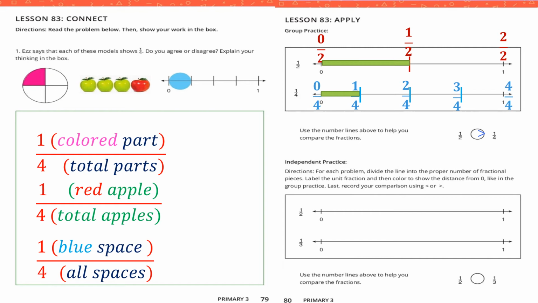I will ask you a question. 1 over 2 is called what fraction? When the numerator is 1, it's called what fraction? The name of this fraction is what? I said it in the previous slide. It's called unit fraction. When the numerator of a fraction is 1, it's called unit fraction. Okay?